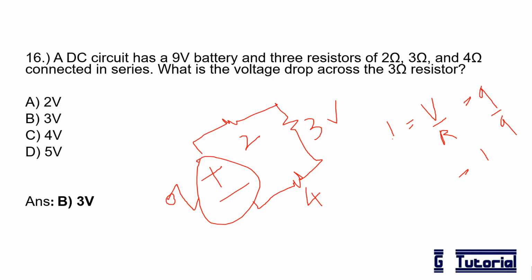So the voltage drop across the 3 ohm resistor is given by V is equal to IR. I is 1 ampere and the resistor is 3 ohm. So 1 into 3, 3 volt will be the answer.